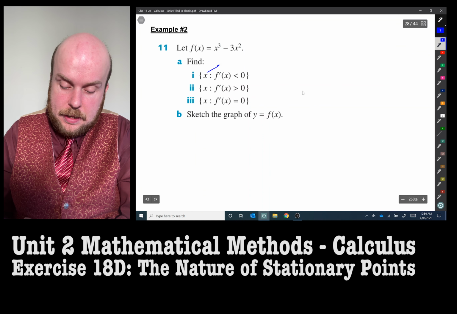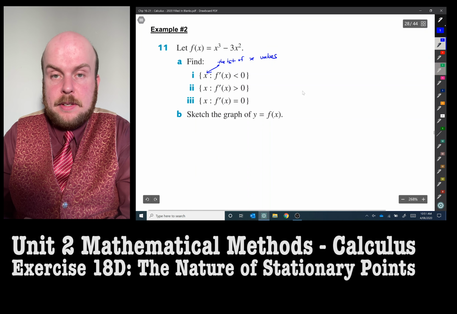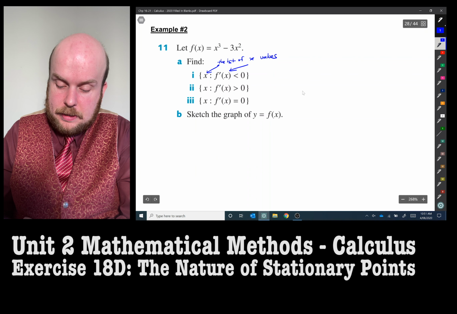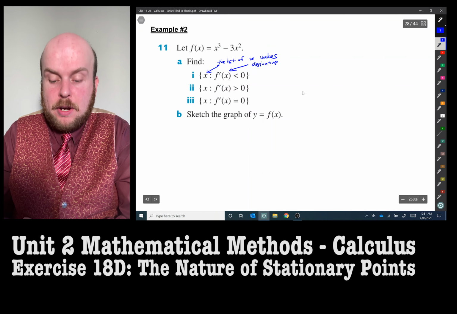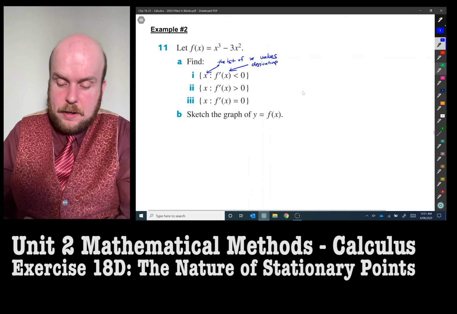This is saying the list of x values, or the set of x values. This symbol here is the derivative. And then we've got less than signs, and we've got 0.